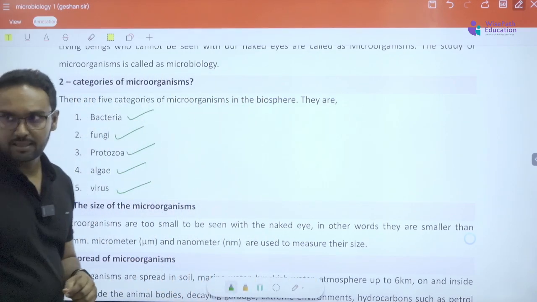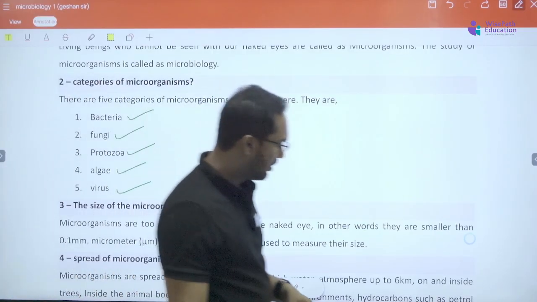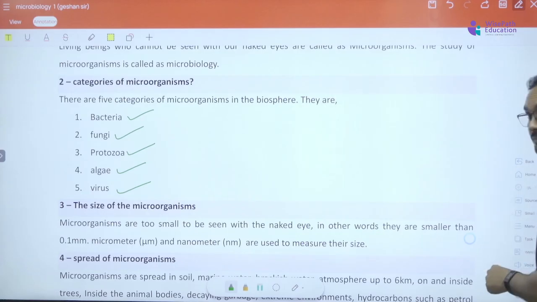Always keep a highlighter with you. I don't know how you do that.